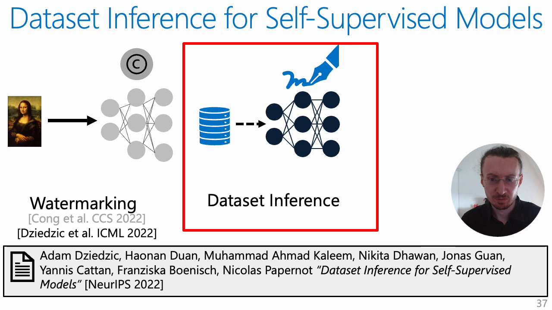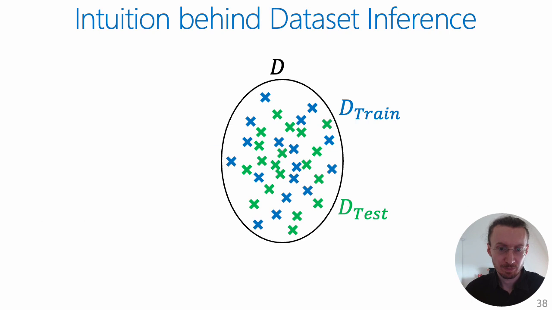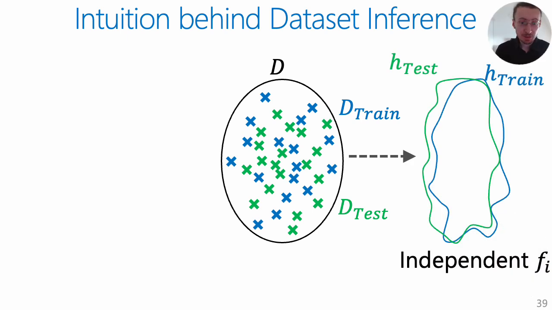To tackle the problems with watermarking, we created a new detection method which we call Dataset Inference for self-supervised models. In this detection method, the dataset used for training serves as the signature. Let me first give you an intuition behind our solution. In the middle, we represent train and test data points that come from the same distribution. For independent encoders on the right-hand side, the representations h sub train and h sub test are IID and not distinguishable.